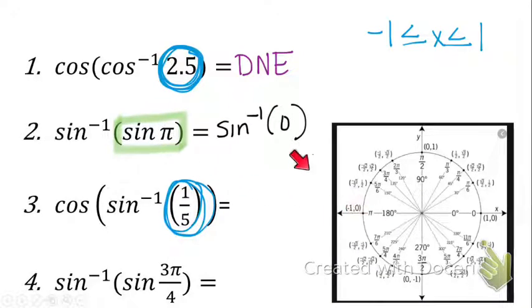The second question is, what angle in quadrants 1 or 4? So now we need to go back over here. So what's going to be my angle that has a sine of 0? 0 degrees. So I'm over here. So the answer is 0.